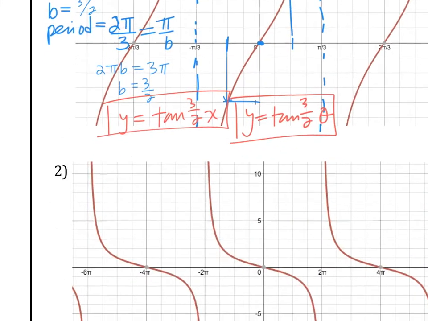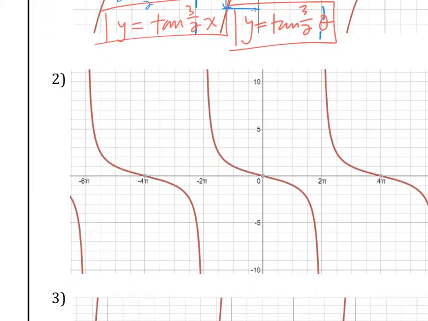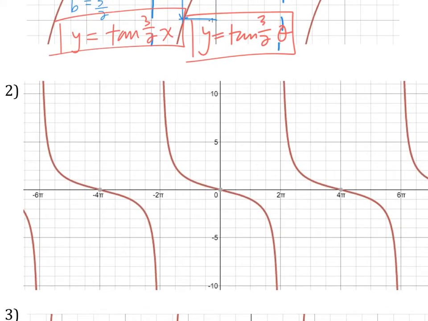All right, let's try one. Ooh, this one flipped over. All right, let's have you guys try one. So you gotta figure out A. So what is the amplitude, the period, and then B.